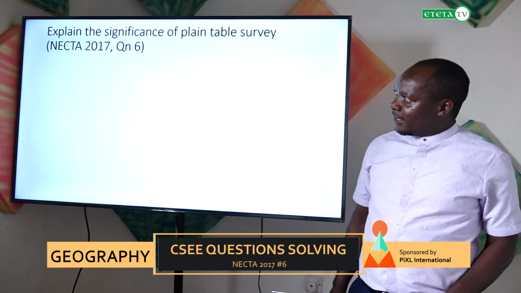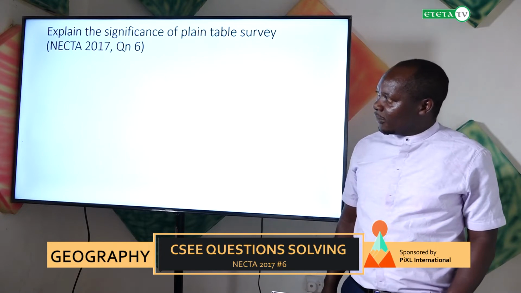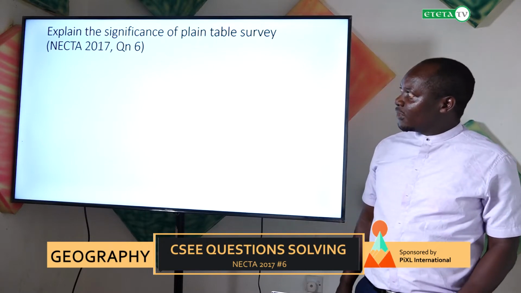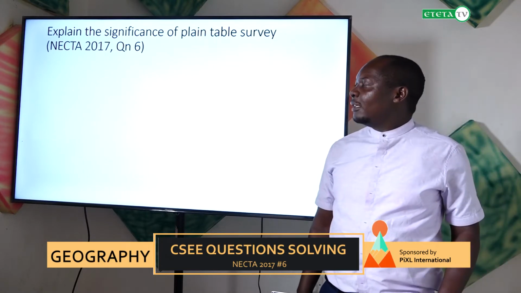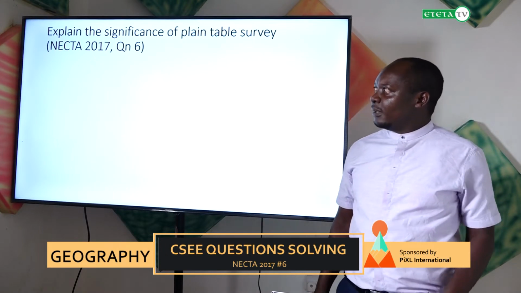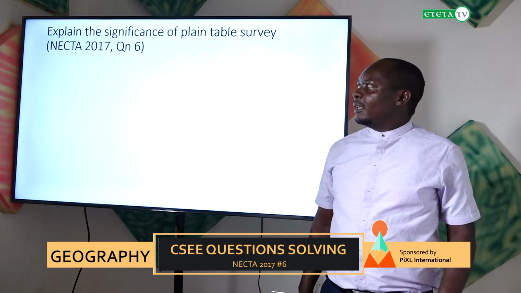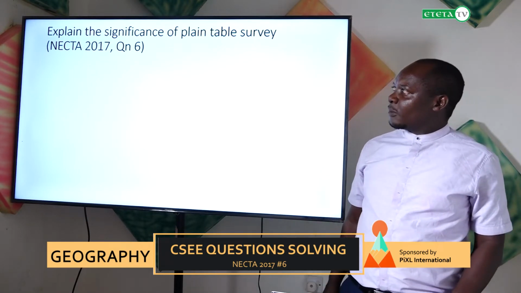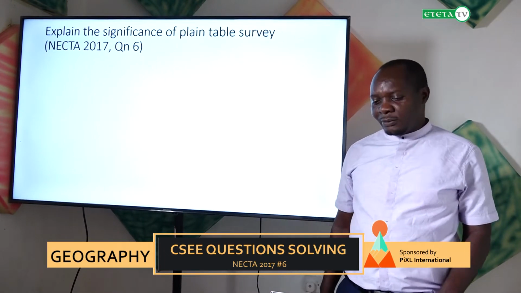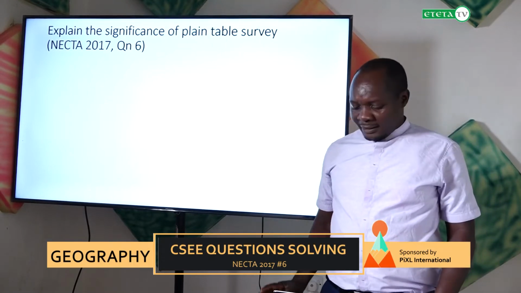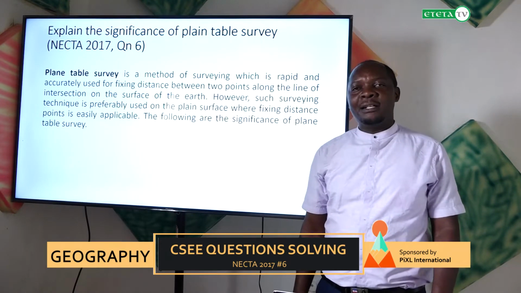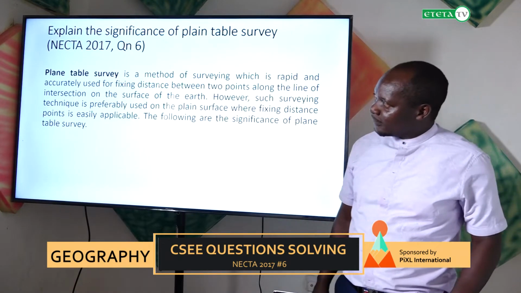Now the question basically has three parts. Part A is the introductory part, which is a critical definition of the term plain table survey, where part B is the main body, where the student has to give the significance of plain table survey, and lastly, the student should be able to give a concluding remark. That is the demand of the question. Now let us see how you can answer it correctly as a student.